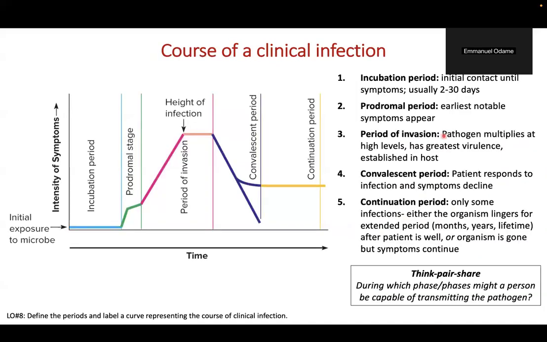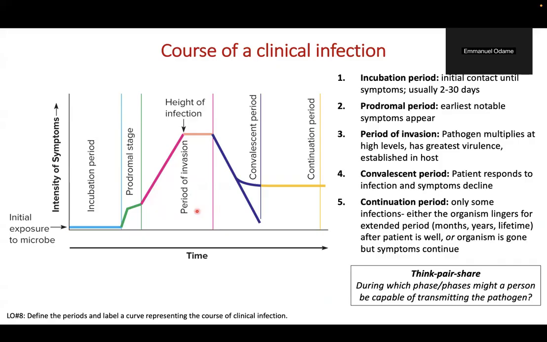So now let's talk about the course of clinical infection, or the whole process of clinical infection. The first one is the incubation period, basically where you have your initial exposure to the microbe. It will last around 2 to 30 days once you come in contact with the microbe. And then the next phase is the prodromal period. Basically, your earliest notable symptoms appear. So this is mostly when the bacteria have gone in, attached itself to your host body and started causing damage to the host cell or inducing immune responses. So that's when you get your symptoms.